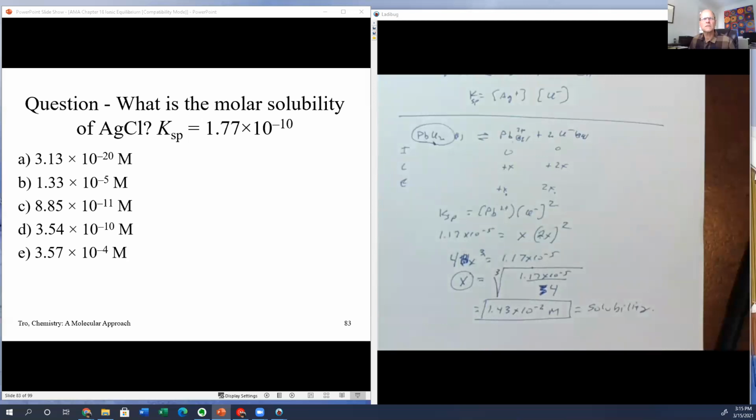Taylor, did you have a question? Yeah, it's just a concept thing. You're able to write an equation like that because it's a solid, right? The KSP equals the constant, it's not divided by the reactant. Correct, because remember, pure solids and pure liquids are not in the equilibrium expression. So it's just your aqueous species or gases. Got it. Solids and liquids are omitted from the equilibrium expression. Correct.